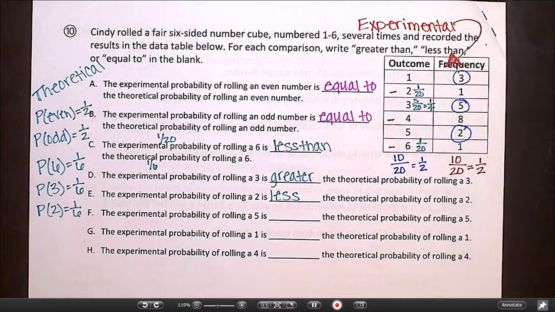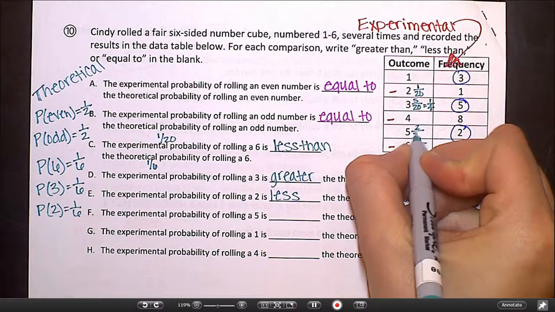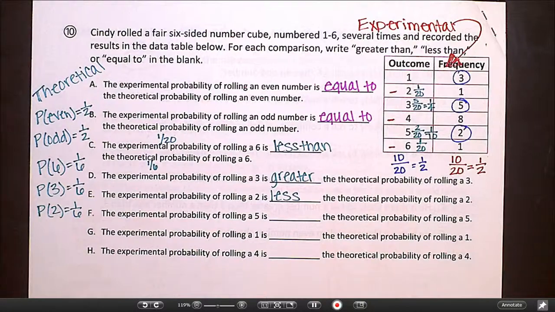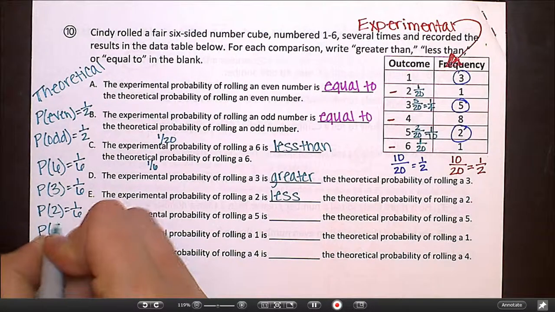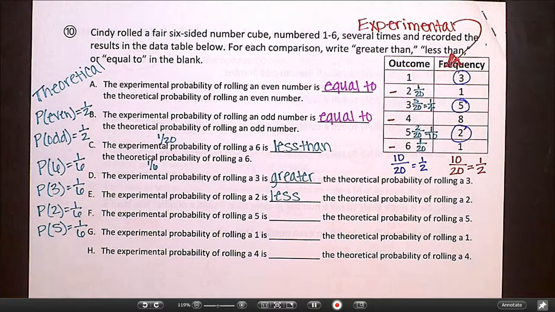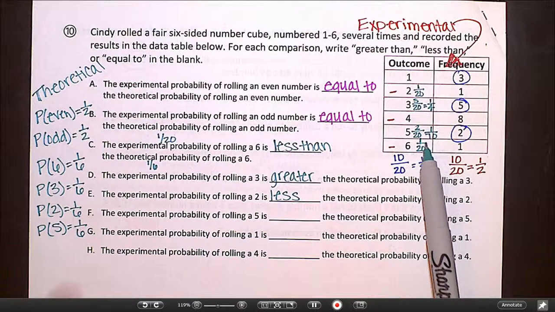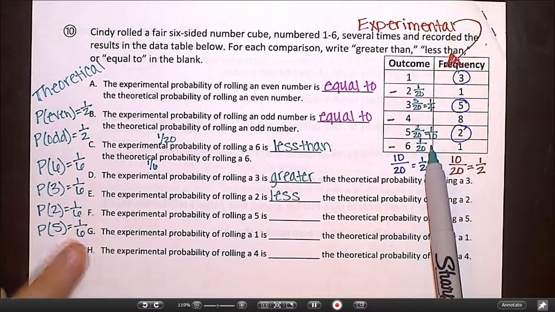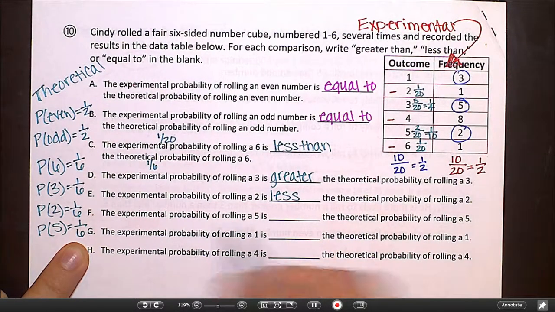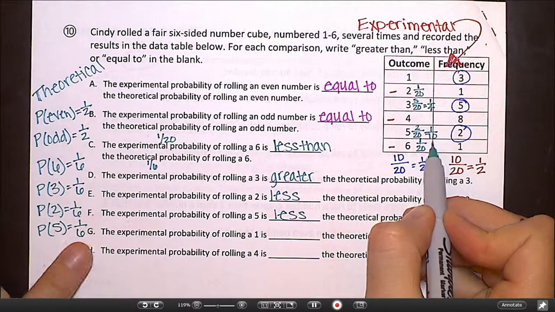The experimental probability of rolling a 5. That's 2 out of 20, which is 1 out of 10. And you guessed it, the probability of a 5 theoretically is 1/6. Again, let's think about a pie. Would you rather have a piece of pie that's cut into 10 pieces or a piece of pie that's cut into 6 pieces? I'd rather have the 6 pieces because then my piece is bigger. So, experimental probability is less. 1/10 is less than 1/6.